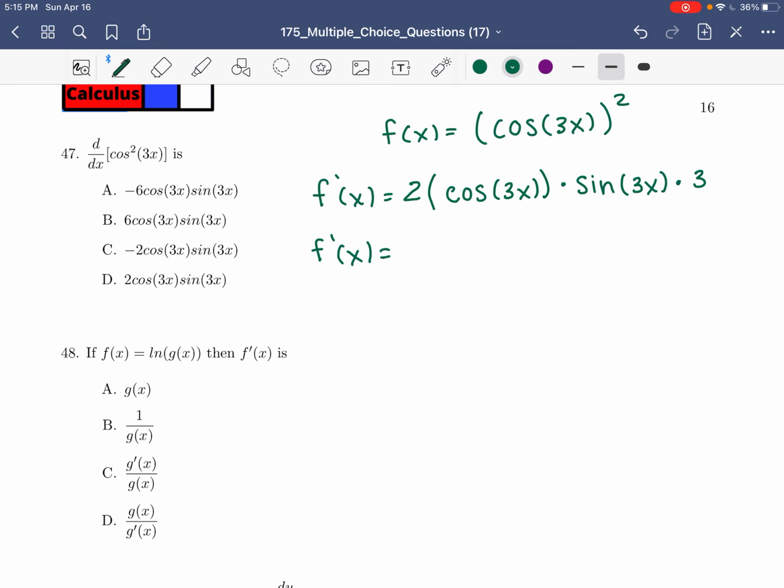So I really get my derivative when I simplify this a little bit. It's going to be 6 cosine of 3x sine of 3x. And really this should be a negative, because I forgot the derivative of cosine is negative sine. So then our answer is negative 6 cosine 3x sine 3x, which should be A. Make sure you don't forget that negative, or else you would have picked B.